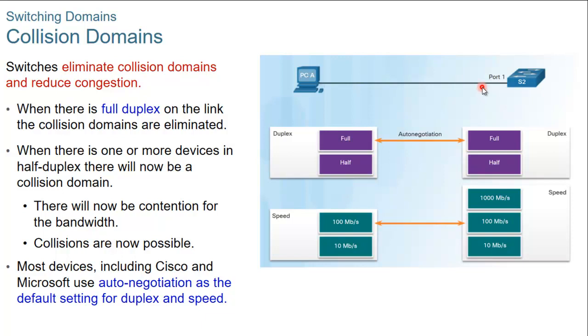When there is full duplex on the link, the collision domains are eliminated. When there are one or more devices in half duplex, there will now be a collision domain. There will now be contention for the bandwidth, meaning I want to use it or you want to use it, so there is contention. Contention, you can say, is like a competition, who gets to use the bandwidth. Collisions are now possible in half duplex. Most devices, including Cisco and Microsoft, use auto-negotiation as the default setting for duplex and speed.